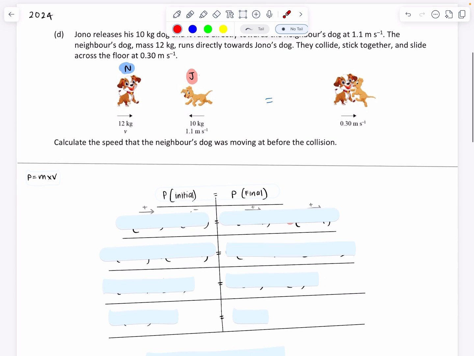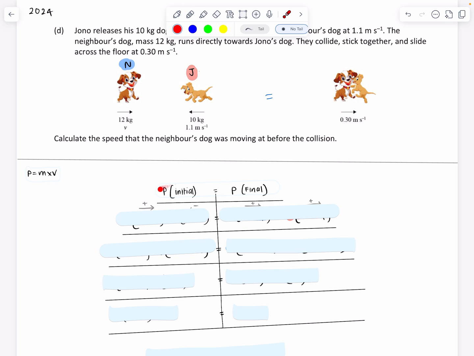And I always like to create a table to be able to treat these two components separately. And so the initial momentum is going to involve the initial momentum of the neighbour's dog. I've titled him N. And the initial momentum of Jono's dog. And I've titled this dog J. And so here we have it. We need to calculate the total initial momentum before the collision. The way we're going to do that is using this equation here. Momentum is calculated by an object's mass times its velocity.